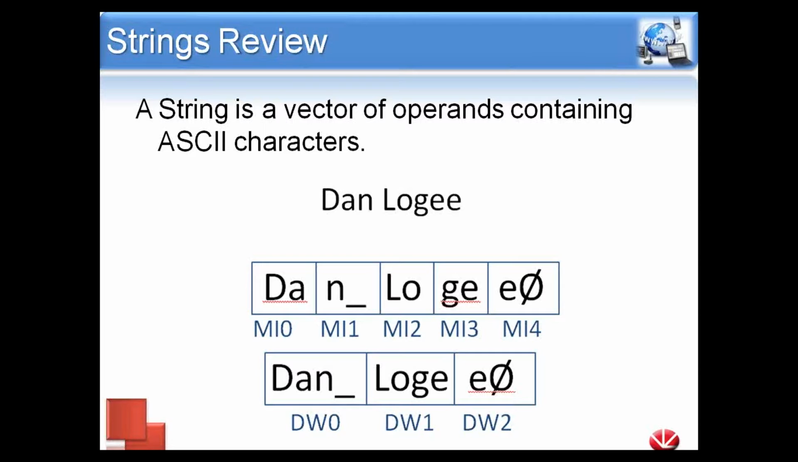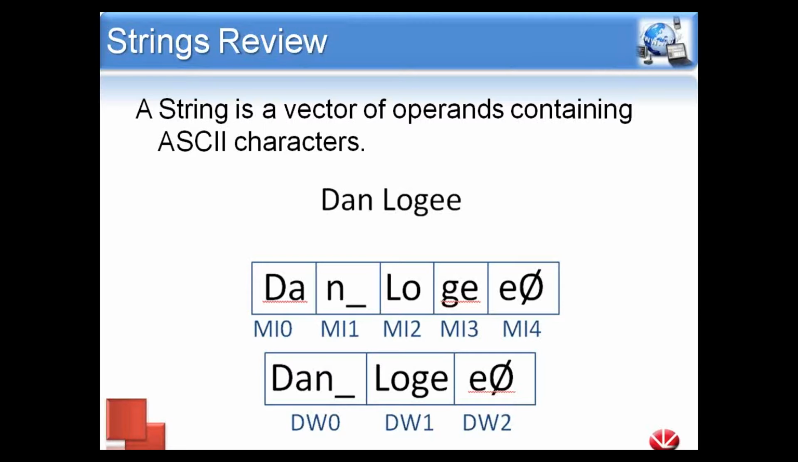If we were to separate my name into memory integers, a memory integer is a 16-bit register. Therefore, it contains 2 bytes or 2 characters. Therefore, MI0 would hold the first 2 characters of my name, capital D-A. MI1 would hold N and a space, and so on and so forth.